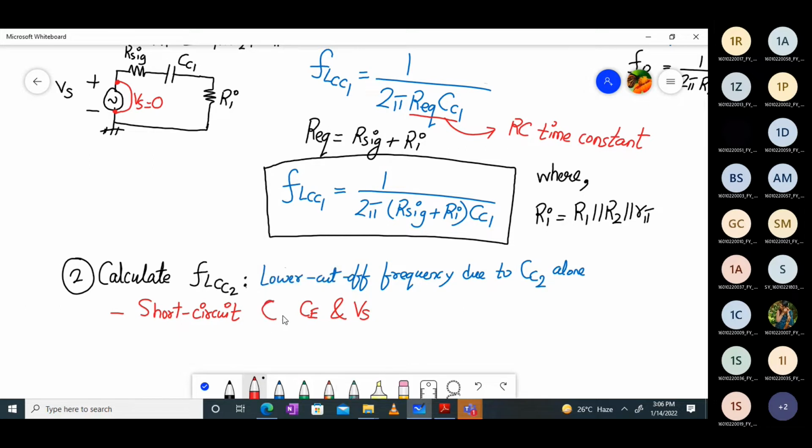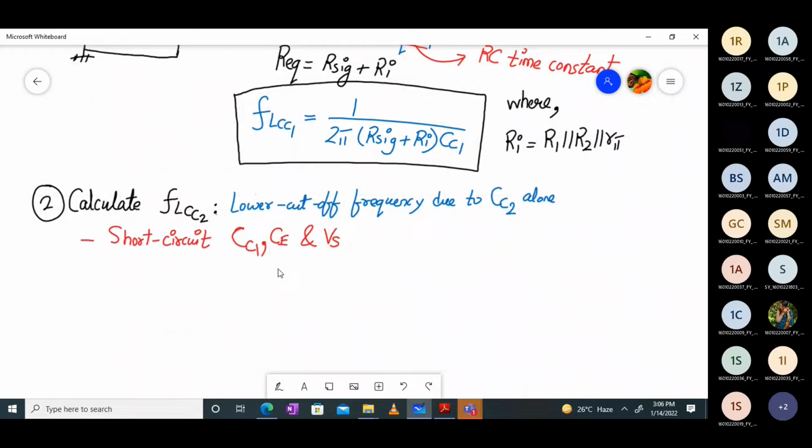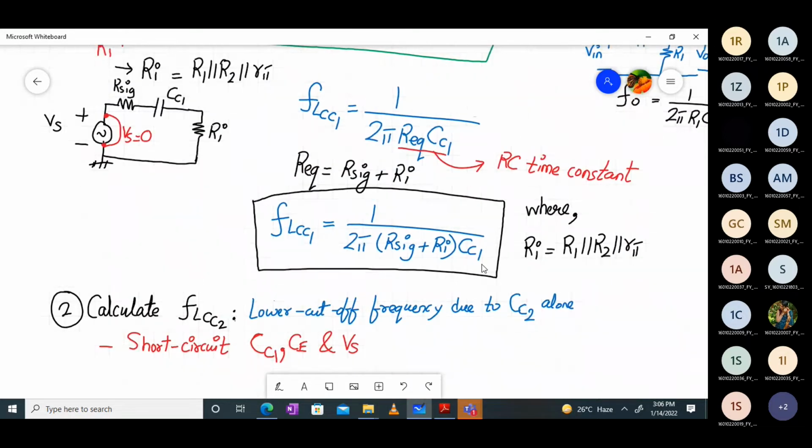Sorry for this. We short circuit CC1, CE and VS. And then we find the lower cutoff frequency due to CC2 alone. And I guess that we will continue in tomorrow's class, in the next lecture.